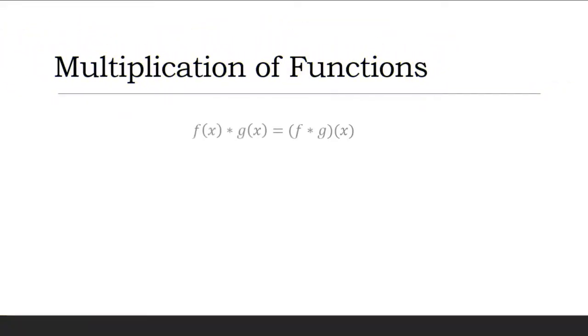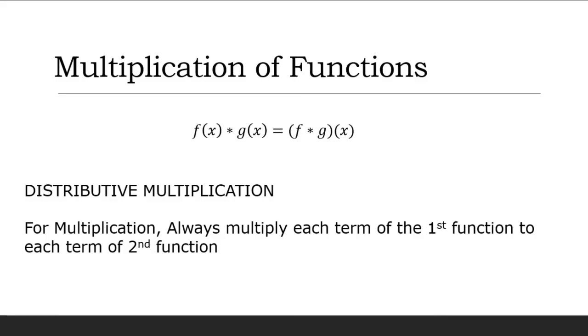Multiplication of functions has a notation of f times g of x is equal to f of x times g of x. In this operation, distributive multiplication is the process that you are going to do. Distributive multiplication is a process in which each term of a function is multiplied on each term of another function.